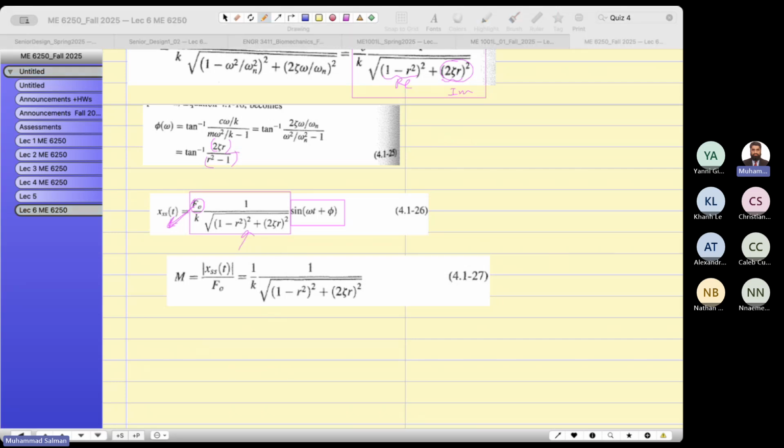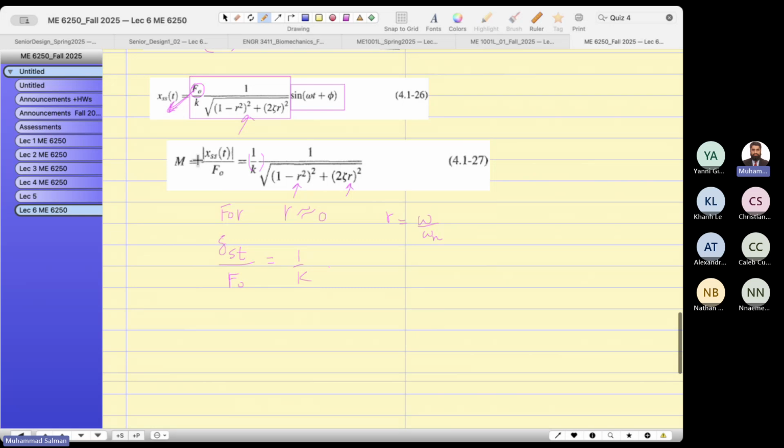And then for low frequency, what will happen for r approximately equal to 0? R is what I mentioned earlier, the forcing frequency divided by the natural frequency. If r is approximately 0, this goes to 0, this goes to 0, so you're left with 1 over k. So the steady state amplitude will become like a static displacement divided by F naught, 1 over k. Or the steady state becomes like a static deflection. You see what I mean?